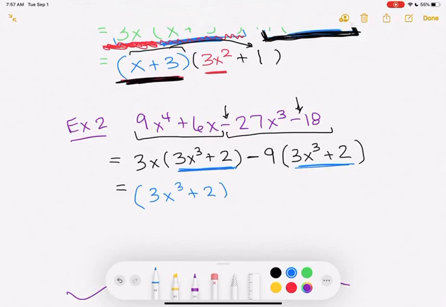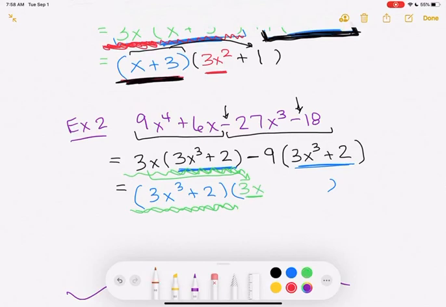Now, I need to put something in this first block so that when I multiply this entire chunk, 3x cubed plus 2, I get 3x times 3x cubed plus 2. I have the 3x cubed plus 2, right? So I multiply it by that 3x.